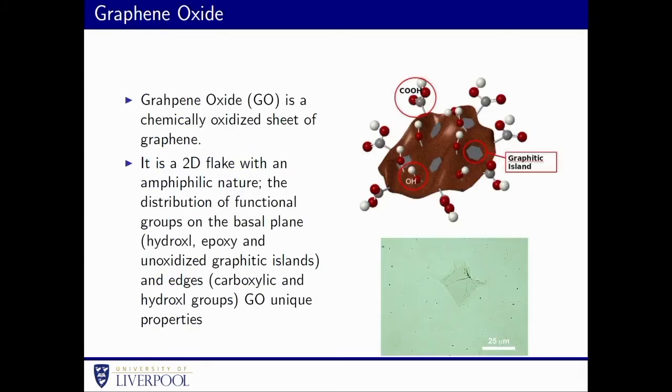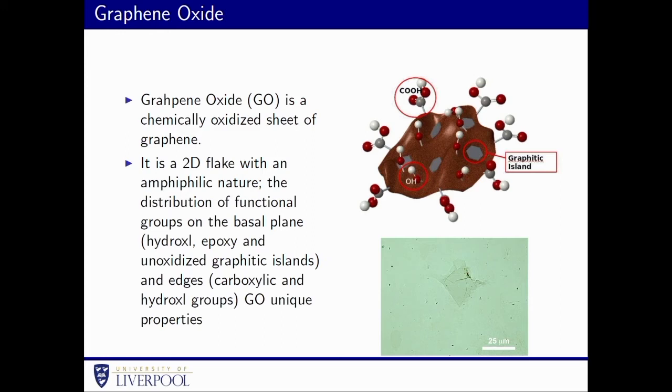Okay, so what's graphene oxide? Graphene oxide, or GO, is a chemically oxidized sheet of graphene. Okay, so we've got a little schematic of it up here. And what makes it special is it's a two-dimensional flake with these oxygen functional groups that are attached to it, and some unoxidized bits which are just still graphene or graphite. So it's amphiphilic in nature, and it's these oxidized and unoxidized bits which give graphene oxide its unique rheological properties.